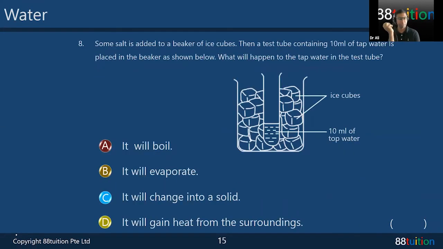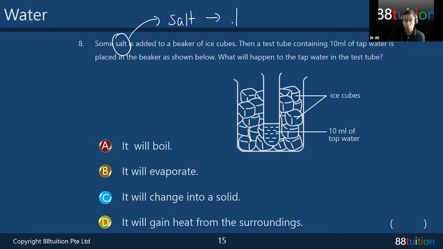Number 8. Some salt is added to a beaker of ice cubes. Then a test tube containing 10 milliliter of tap water is placed in the beaker as shown below. What will happen to the tap water in the test tube? All right. So some salt. What do you think happens when salt is added?